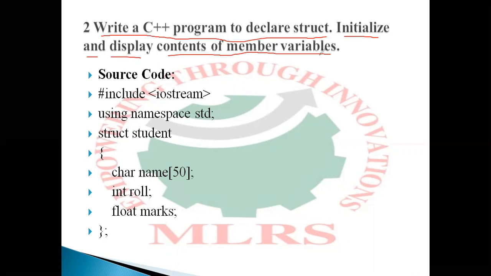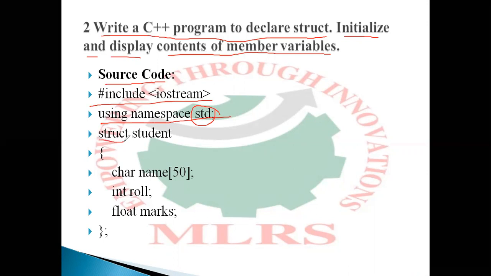Now come to the source code. Here we specify the source code. As it is, first the header file, hash include iostream, then using namespace std, it is a namespace construct to specify the scope of the cout and cin.